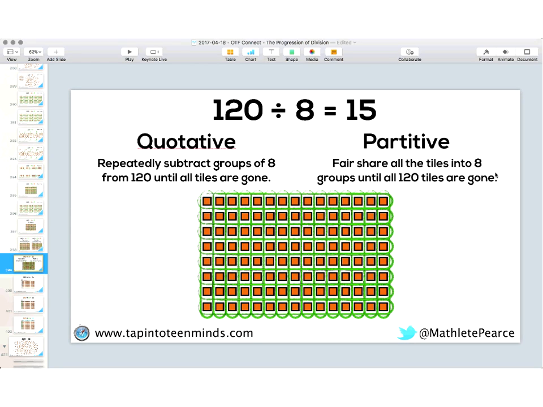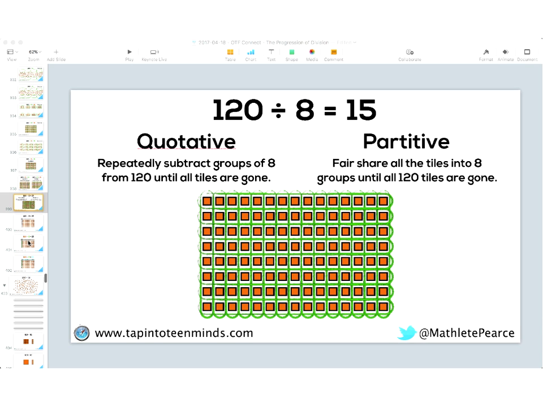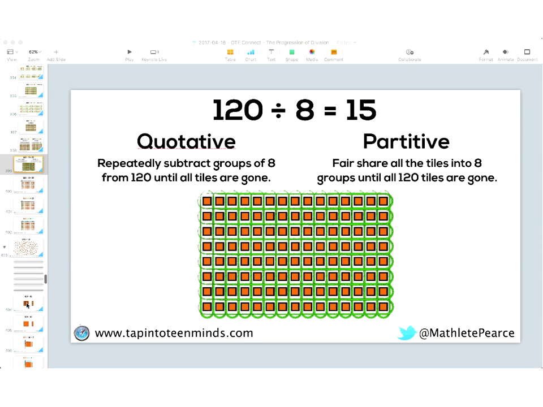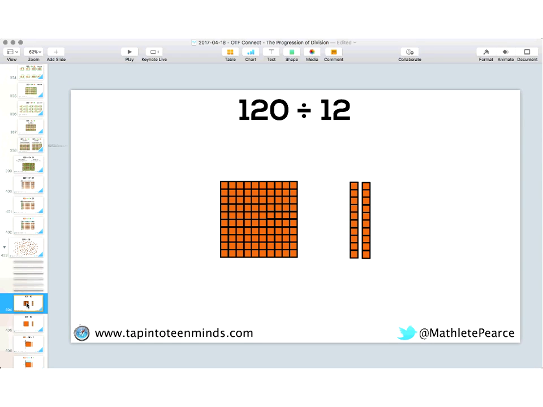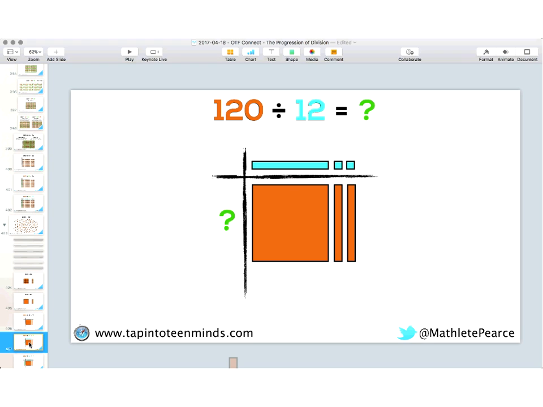But what I'd like to share with you now is just this idea that we can also do a lot of this work with base 10 blocks. As the numbers get larger, we want to start using base 10 blocks to make our lives easier. So for 120 divided by 12, for example, I could take 100 flat and 2 10 rods and ultimately try to determine what the other factor is.